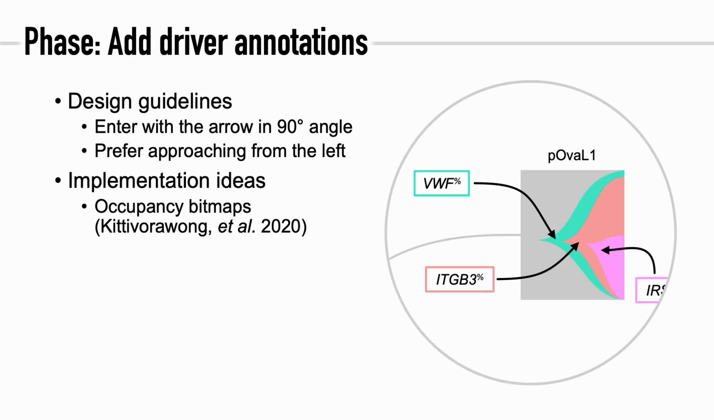And then the final phase is to add driver annotations. I came up with some design guidelines, like entering the arrows in 90 degrees angle, and they should approach from the left. But how to place these labels and arrows? In the Vega project, there was a paper about label placements, and they used occupancy bitmaps. That's an interesting approach, and maybe we could also use that.